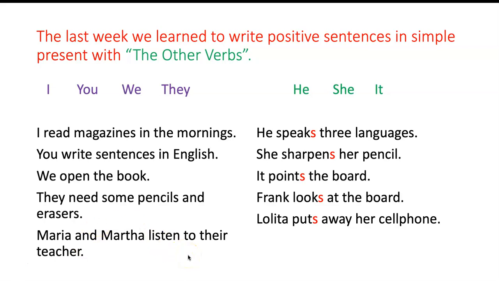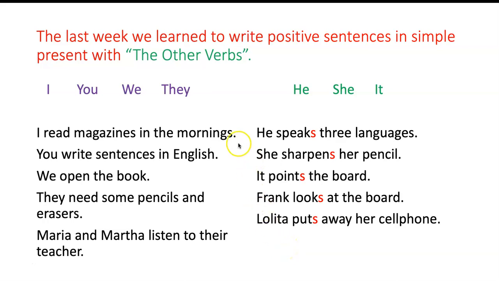First, last week we learned to write positive sentences in simple present with the other verbs. Do you remember? So you have to forget the to be verb. Am, is, are, forget for a while. Okay? Olvídense un poquito del to be verb. Now we are going to concentrate on the other verbs. Okay, so here we are going to review what you learned last week. Do you remember the positive sentences? So all of them are positive sentences in simple present.